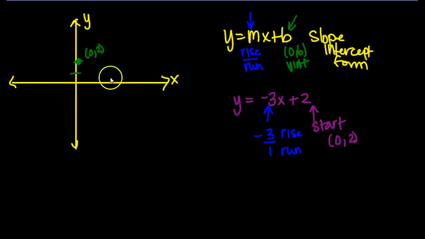All right, I'm going to go ahead and put some more tick marks on here. Okay, so we're going to start at 2, and then I'm going down 3. So 1, 2, 3, and then right 1. Then I'm going to do that again. 1, 2, 3, right 1. All right, then I can connect those dots.